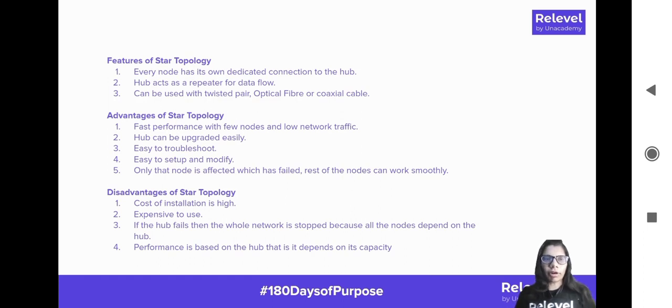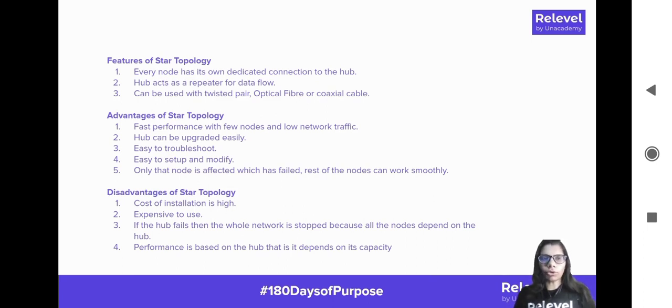If you see the advantages of this particular topology, performance is faster with few nodes and low network traffic. So if there is a small number of nodes and low network traffic, the performance of this topology would be better. The hub can be upgraded easily here because you just have to upgrade one hub and connect all the devices again to that newer hub, which were earlier connected to your older hub.